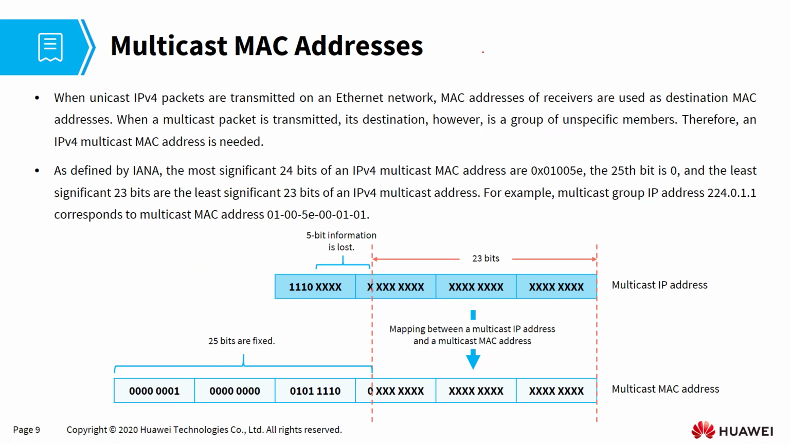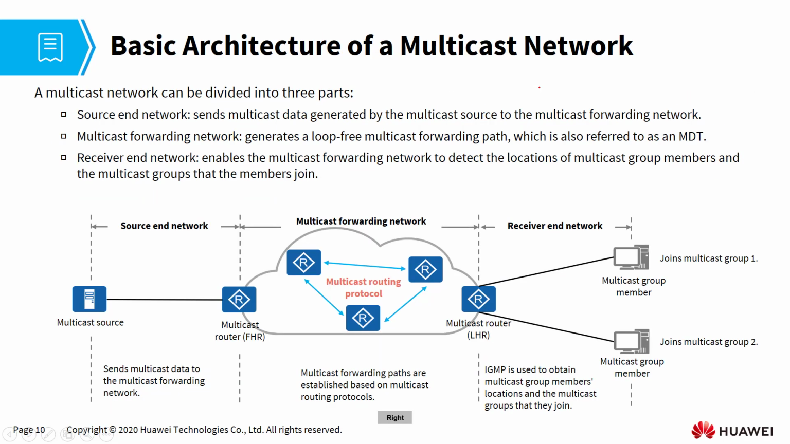Now that we understand where an IP address for multicast traffic comes from and where the MAC address of multicast traffic comes from, let us try to understand the basic architecture of a multicast network. A typical multicast network has a total of 3 sections: the source end network, the multicast forwarding network, and the receiver end network. These are the 3 parts of the multicast network.